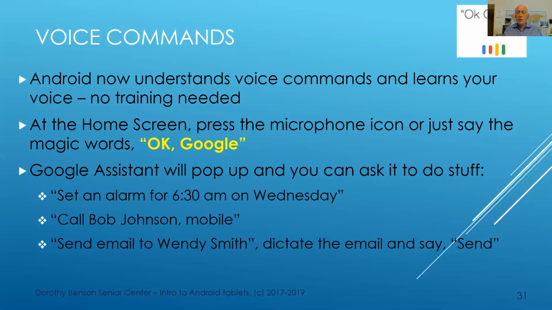But you can also ask it to do important stuff for you. Set an alarm for 6:30 a.m. on Wednesday. Isn't that interesting? Set an alarm for 6:30 a.m. on Wednesday, next Wednesday. It won't ask you which Wednesday, it'll assume next Wednesday. But you could also say set an alarm for 6:30 a.m. on Wednesday, the 27th of July, right? 2023. You can set an alarm for any time you like.